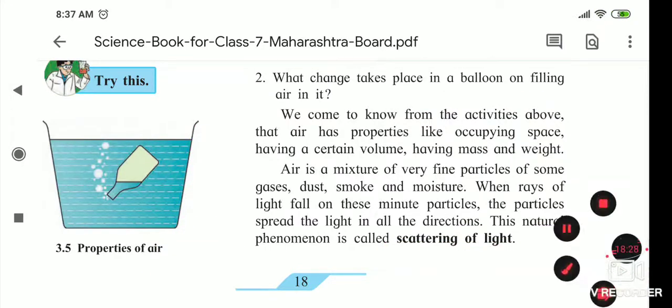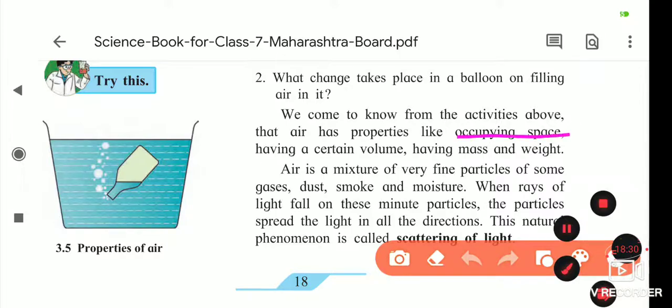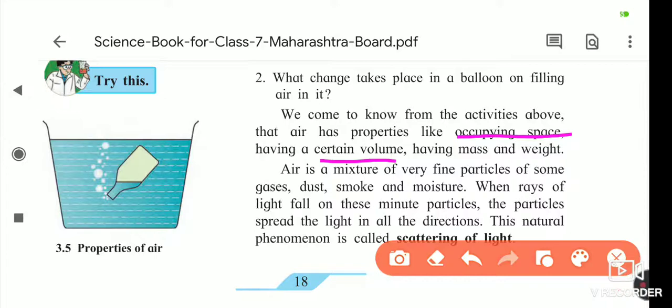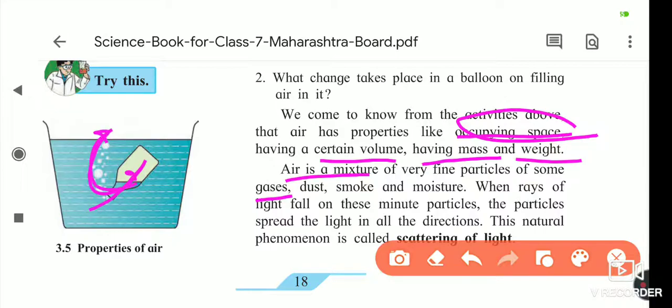Okay, air has a property, which property? It occupies space. It has a certain volume, a mass, and a certain weight. Air is a mixture of very fine particles of some gases. So from this we understand that air occupies space. In this activity the air is coming outside, and the water is taking the place of the air.